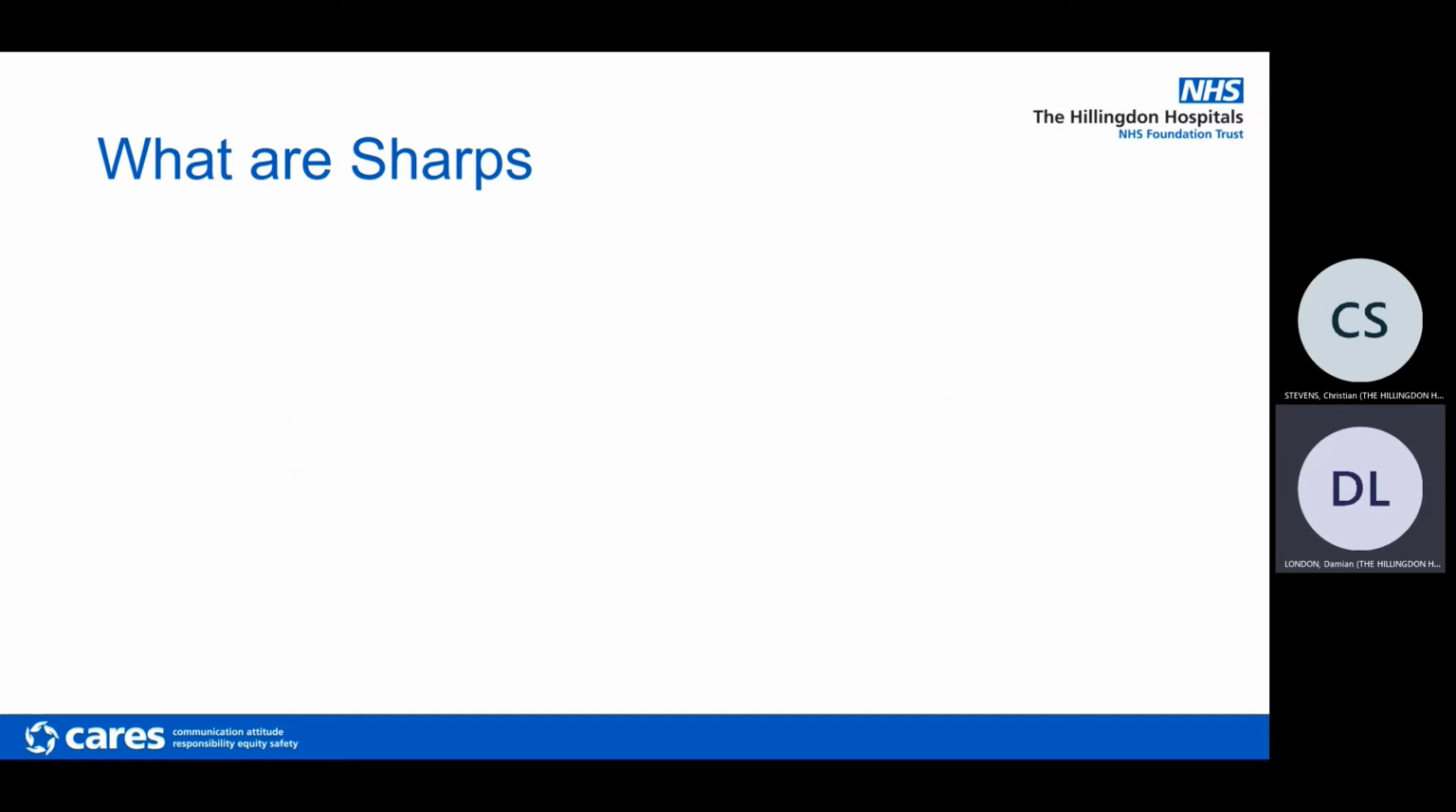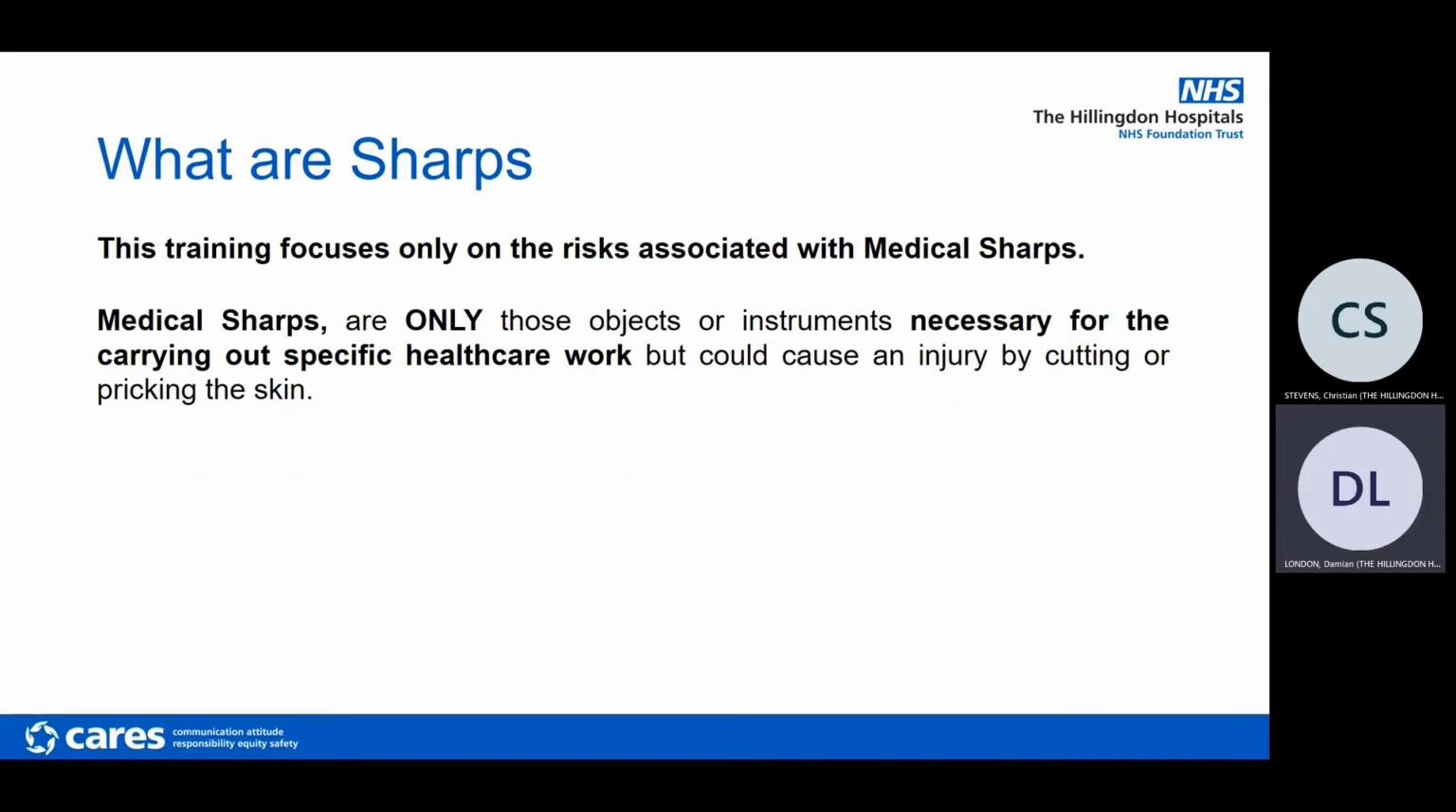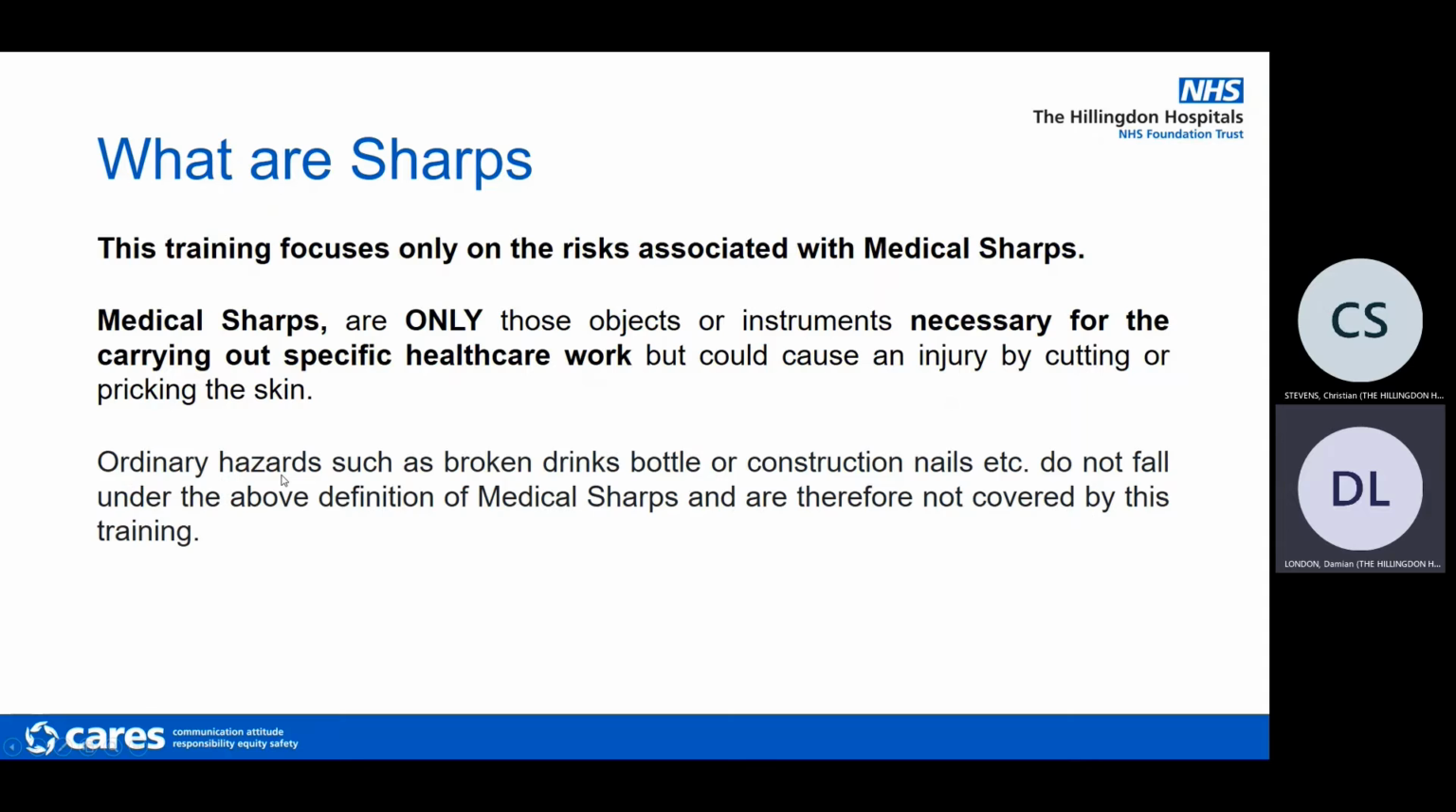So what are sharps? This training focuses only on the risks associated with what we call medical sharps. In simple terms, medical sharps are only those objects or instruments necessary for carrying out a specific healthcare work, but that could cause injury by cutting or pricking the skin. The key element here is necessary for carrying out specific healthcare work. Ordinary hazards such as a broken drinks bottle or construction nails do not fall under this definition and are therefore not covered by this training.